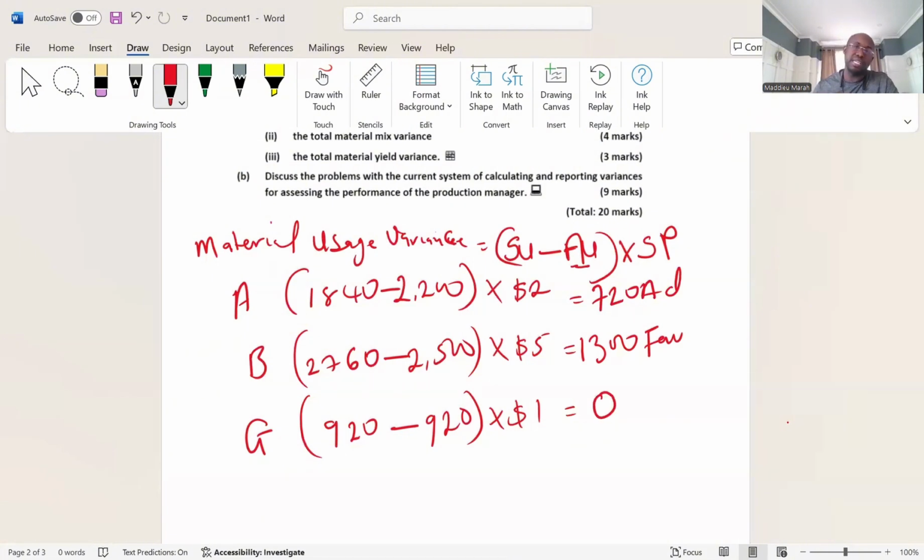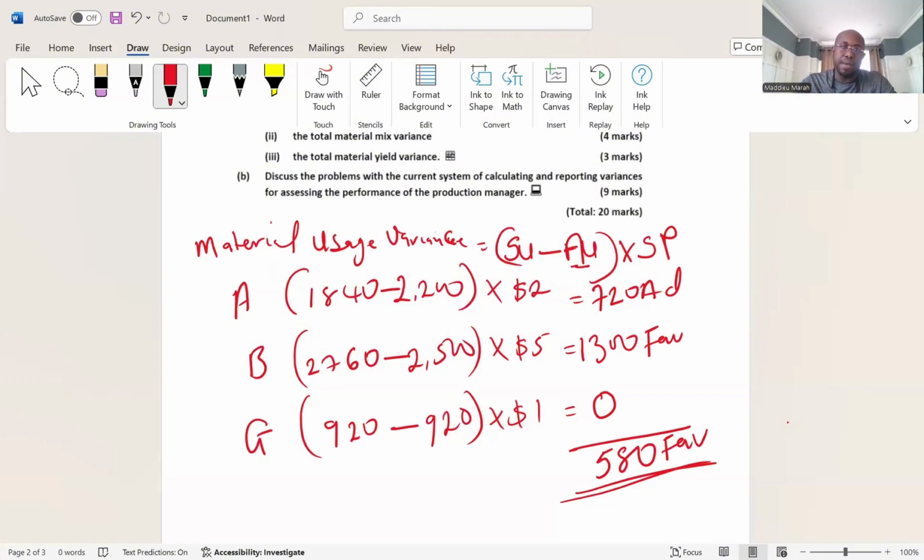Because we budgeted 920 and we actually spent 920, so it's 0. And what is this? This is the first requirement: calculate the material usage variances for each product, and the total usage variances. My total usage variance now will give me a total of 580. This would be a favorable variance. So this answers the first question.